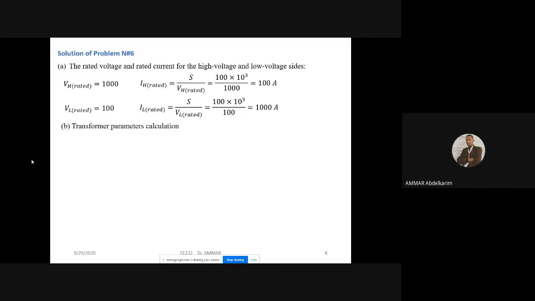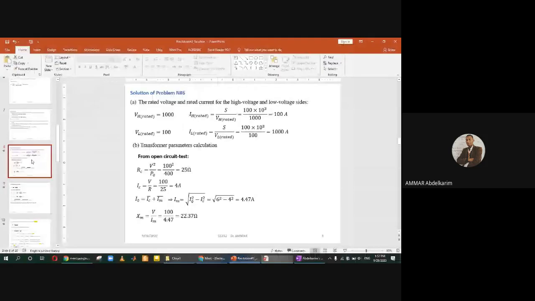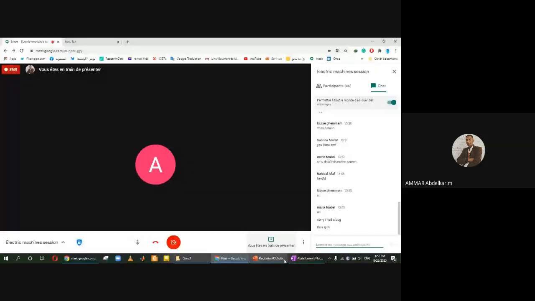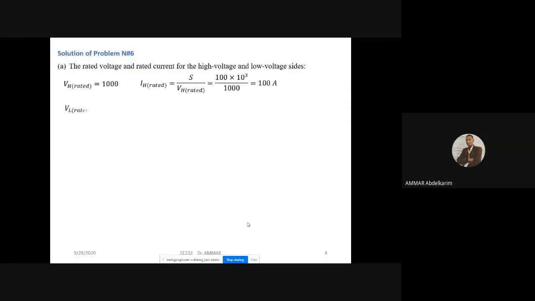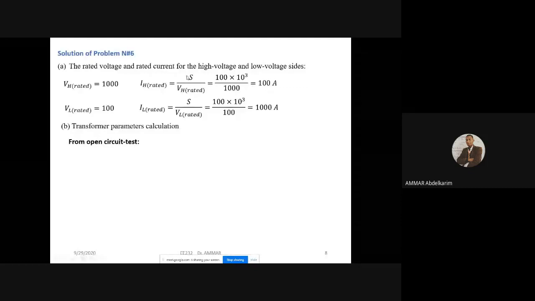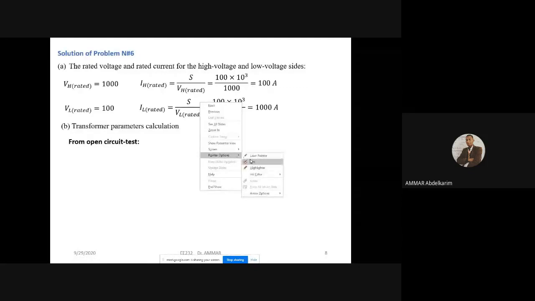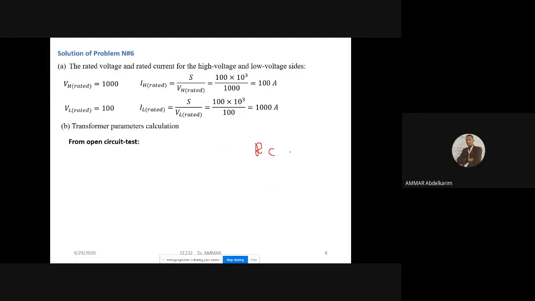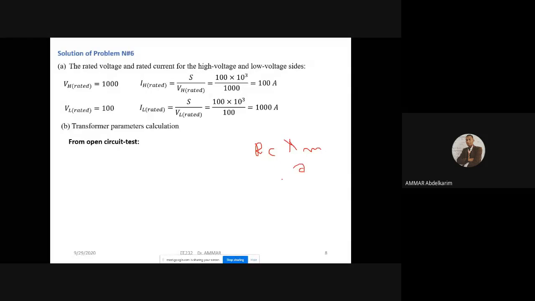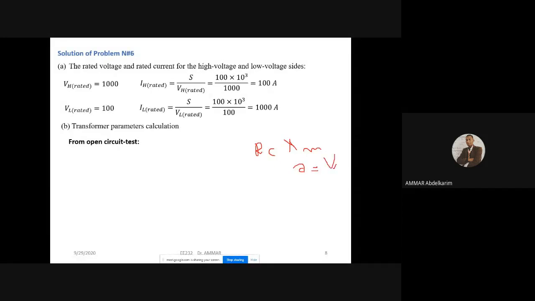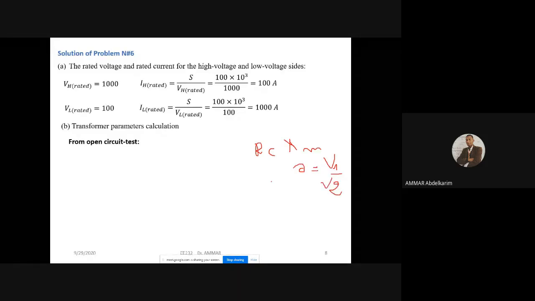Now let's calculate the transformer parameters. Firstly, from the open circuit test. Which parameters will be determined from the open circuit test? We have, of course, R_C, and we have X_M, and we have the turn ratio, which is V1 over V2.